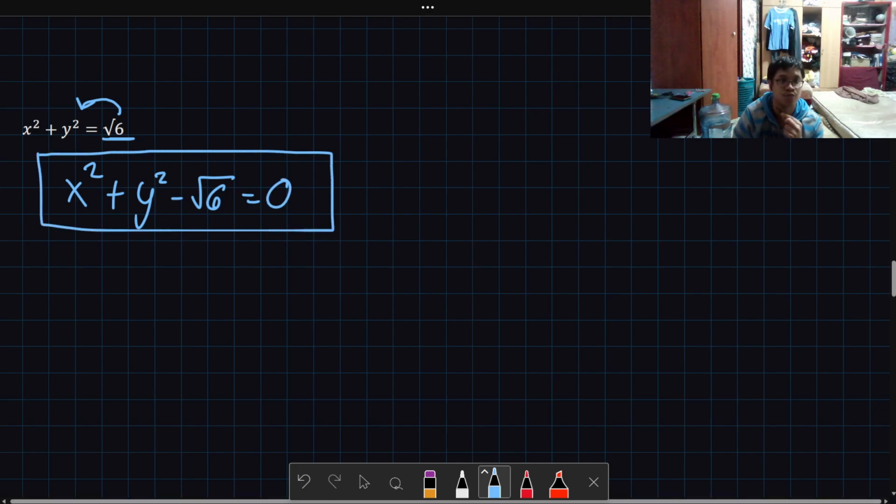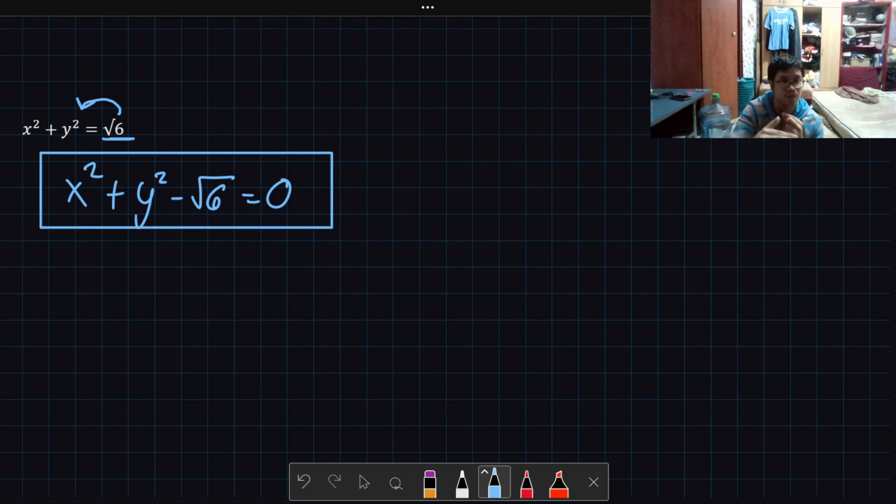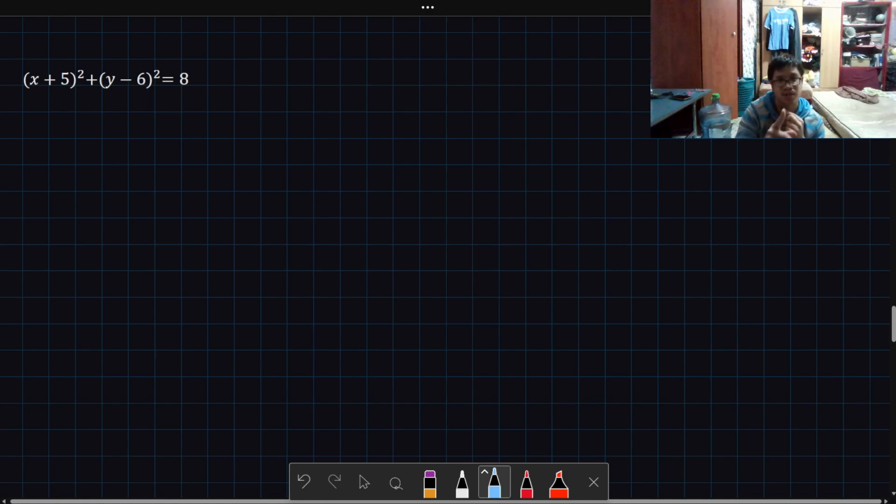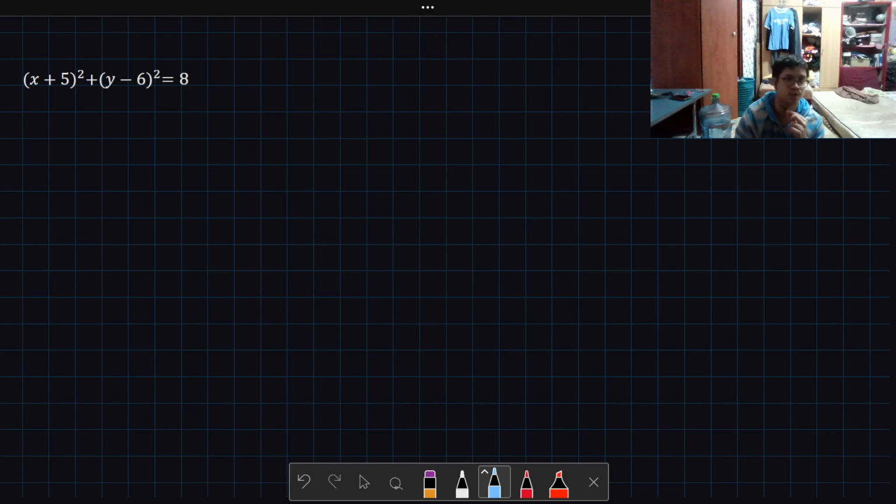And again, make sure that the order should be x squared, y squared first, then the last part would be the constant term, right? So yeah, that's the answer. Okay. Now, how about this one? You see this is different because compared to before, where we have x squared, y squared, this one, we have the square of x plus 5 plus the square of y minus 6 is equal to 8.